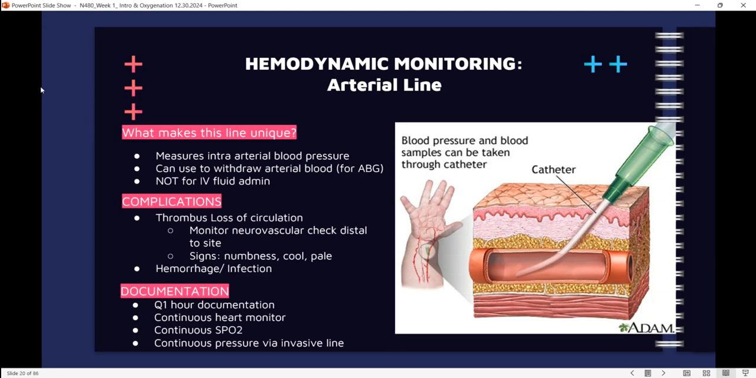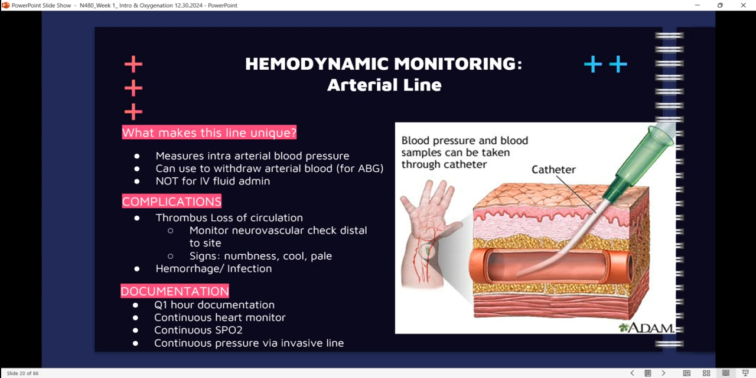And then our final hemodynamic monitoring line is our arterial line. And an arterial line is only used for two things. We can use it to measure a patient's intra-arterial blood pressure, and we can use it to gather arterial blood in the event that we need an ABG. We cannot use an arterial line for medication administration. We cannot use it for IV fluid administration.